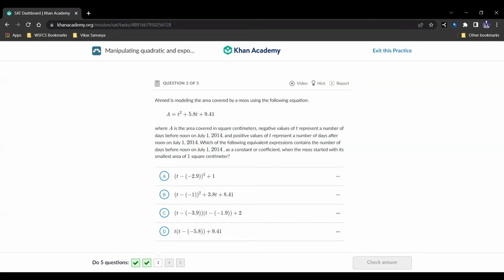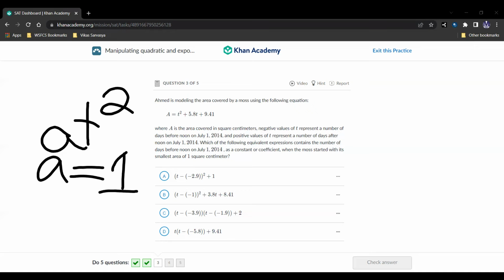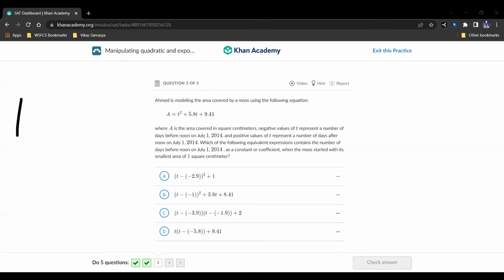All right, now we're trying to find the smallest area. So essentially, we're trying to find the vertex of the parabola. Since our a value, right? So we have like a x squared or a t squared. The a value here is just 1. It's just a monic quadratic. But the point that we really care about is that it's positive, so it's going to open up like this. So its lowest point is going to be at its vertex, right?